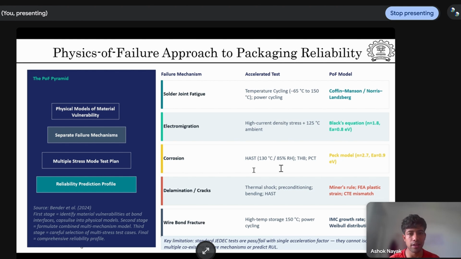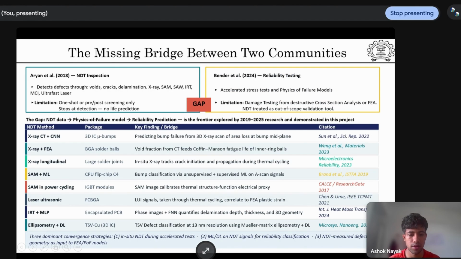The important thing is given at the footnote, which tells us that the standard JEDEC qualification tests are pass-fail with a single acceleration factor. They cannot isolate multiple coexisting failure mechanisms to predict remaining useful life. That limitation, combined with what was just described, produces the gap. So this slide is the most important slide in the deck, so I will be spending some time on it.